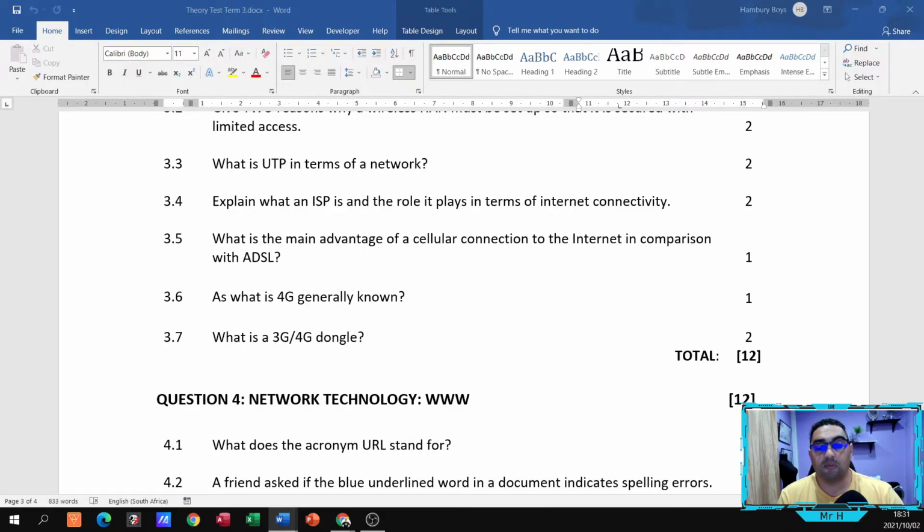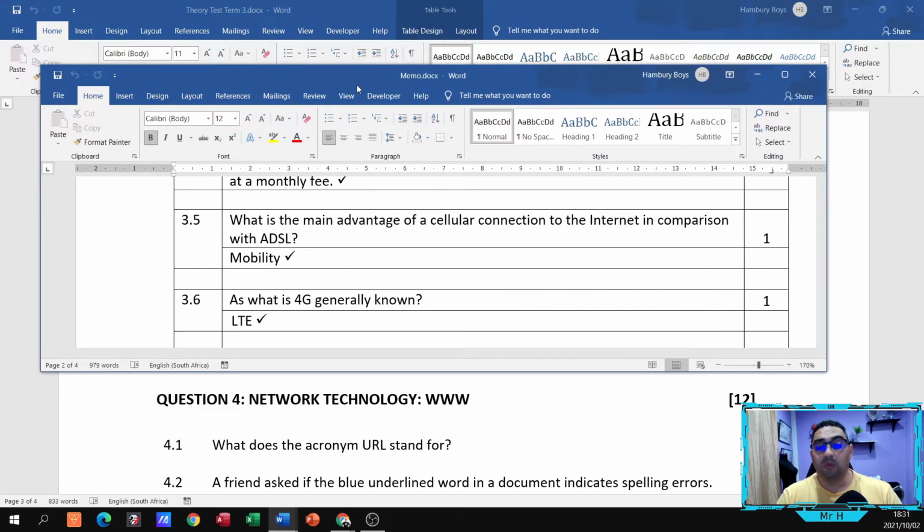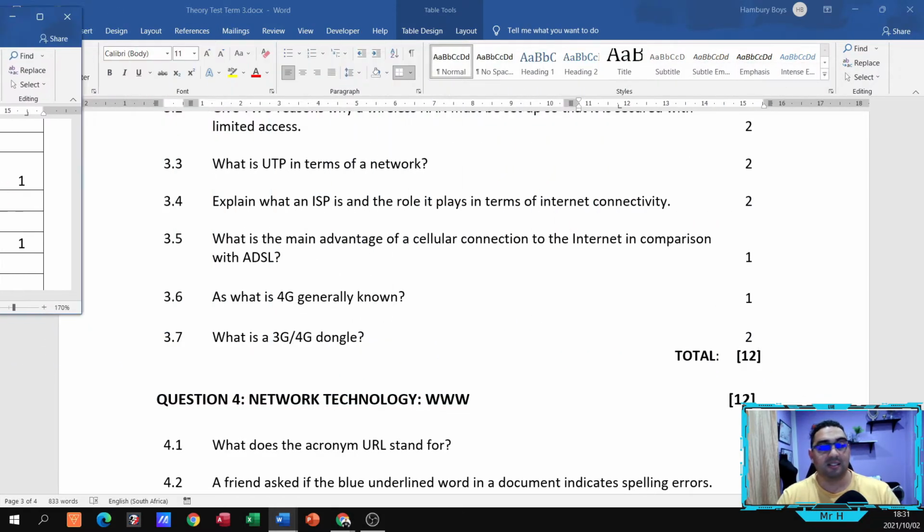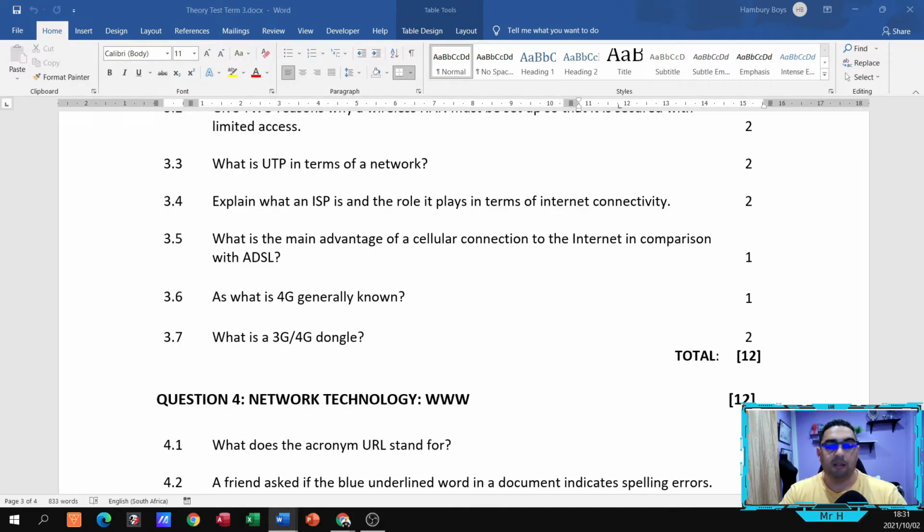3.5, what is the main advantage of a cellular connection to the internet in comparison with ADSL? Well, the one main advantage is with a cellular connection, I can connect on the go, right? I can connect in a very mobile way. So remember what I said earlier with ADSL, it's a fixed line internet. So if I've got ADSL internet at home, I can't move with it. With cellular, I can move anywhere I want to where there is reception. So yeah, it's one word. In fact, I'm going to show you here in the memo one word they mentioned, and that was mobility, which I just explained now.